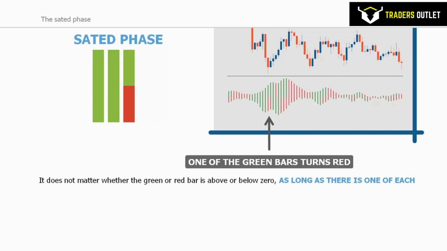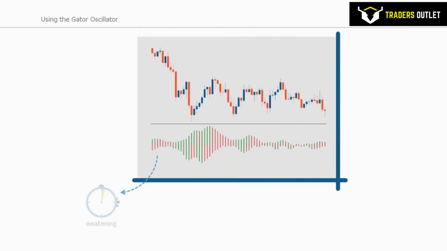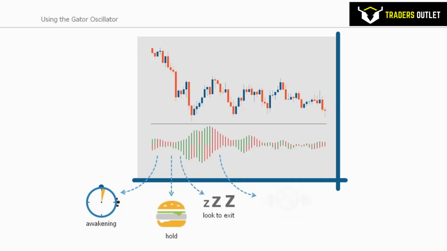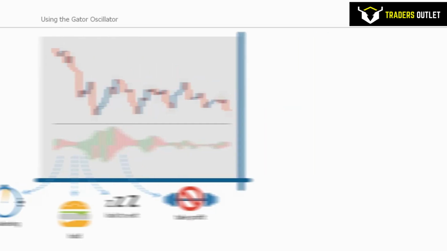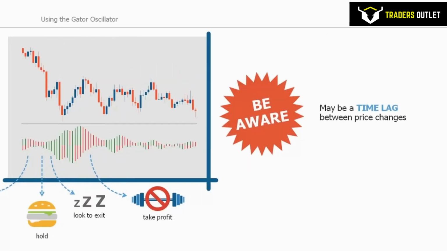When using the Gator Oscillator, you will typically look to enter a position during its awakening phase, hold it through the eating phase, and then look to exit your position and take profit during the sated phase as the trend nears completion. As the Gator Oscillator is based on a system of moving averages, be aware that there may be a time lag between price changes and the indicator moving into its various phases.